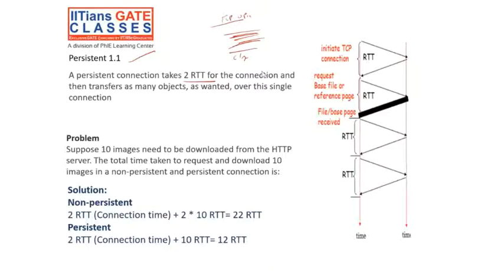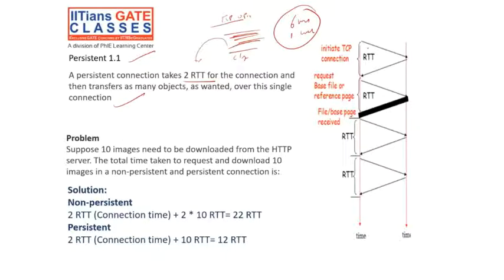Let's say 6 images and one web page are there. So only one TCP connection is fine for that. Multiple requests we can do in a single TCP connection. But when we talk about the RTT, how will we see this part? A persistent connection takes 2 RTT for the connection and then transfers as many objects as wanted over the single connection.